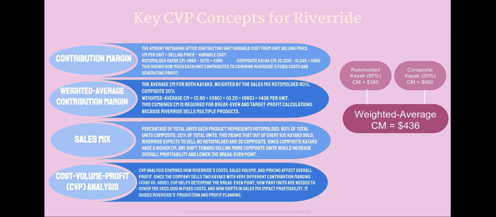This $436 figure is extremely important because Riverride will use it to compute both the break-even units and the units required to reach its target profit. Without an accurate weighted average CM, the rest of the CVP analysis would not be reliable.